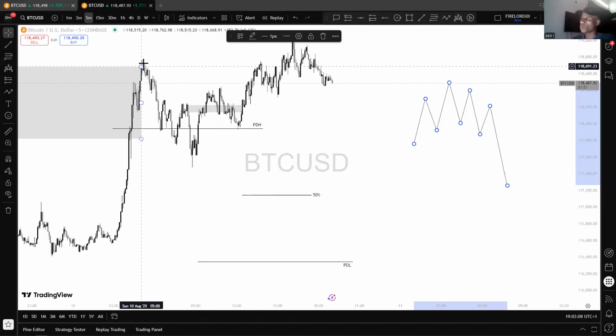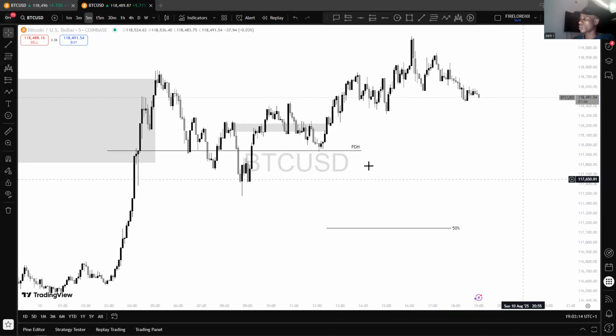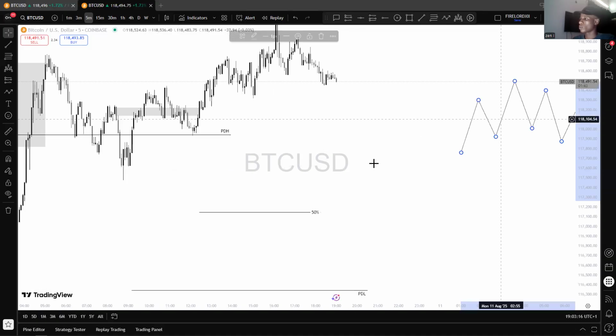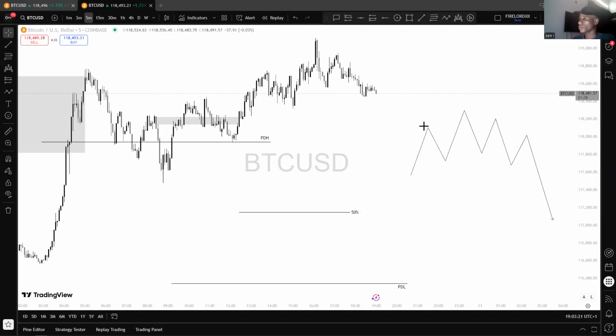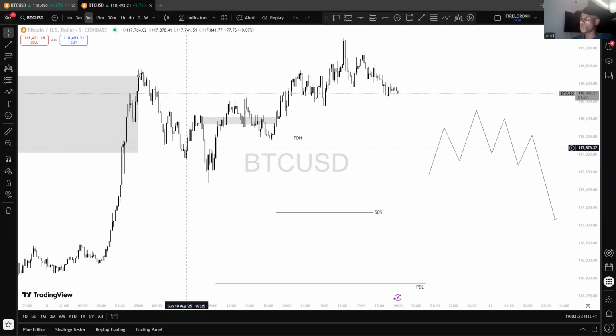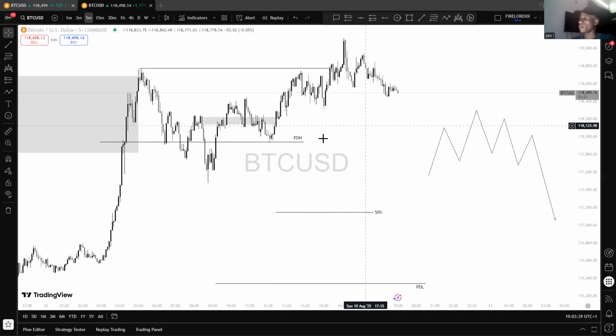You can see that price swept previous daily high, right? Price pulled back. Price did a sweep of the sweep, right? This swept previous daily high. There's the pullback. Then price came to sweep that sweep, right?